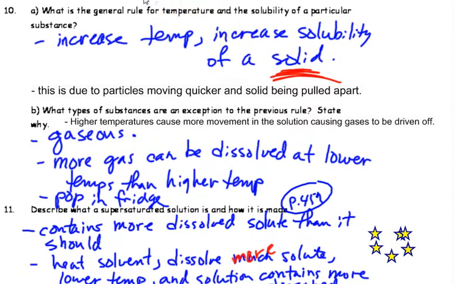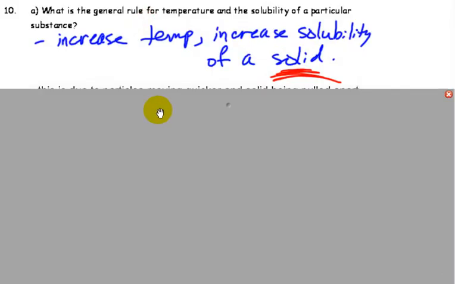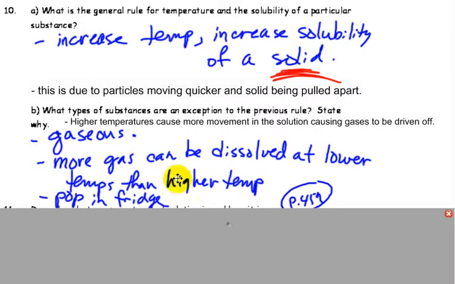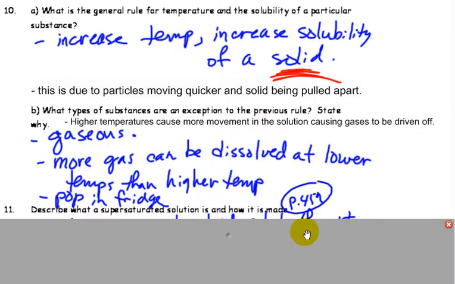And I mentioned this already, they are reverse processes. If you increase temperature, you increase the solubility of a solid. Whereas if you look at a gas, the reasoning for solids is that particles are moving quicker, pulling the solid apart. Increased temperature means increased kinetic energy and increased movement of molecules, so the ability to come in contact and pull each other apart. Gases are the exception to that rule. For example, higher temperatures cause more movement, which causes gases to be driven off from solution. So to dissolve more gas in a solvent, you have to lower the temperature. For example, keeping pop in the fridge ensures that the pop stays carbonated.